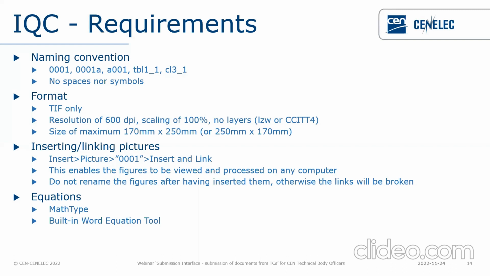The resolution of 600 dpi, the scaling output size of 100%. I will show you how to check that later. And no layers. And you have the maximum size that remains unchanged. Those requirements, of course, are always available on the CEN bus. The insertion of the figure and linking of the figure is very important. Again, I will show you a bit later on how to do that properly. And lastly, we do have the equations, which should be drawn in MathType or by using the built-in Word equation tool.